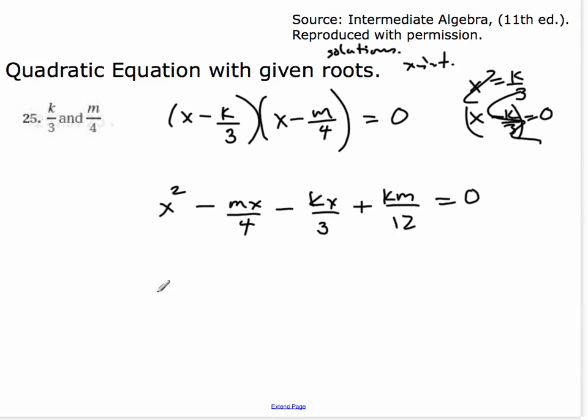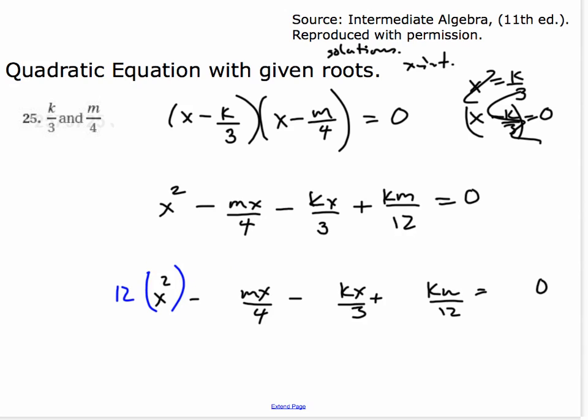So let's try that. Let's take the x squared and the minus mx/4 and the minus kx/3 and the km/12 equals 0. And let's take all of those and multiply them by 12. Make sure you do this side too.